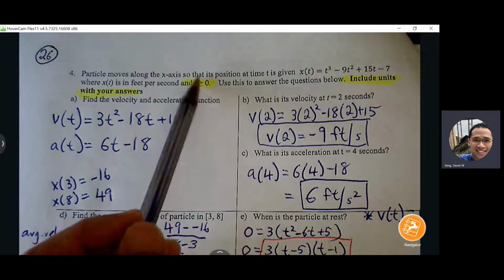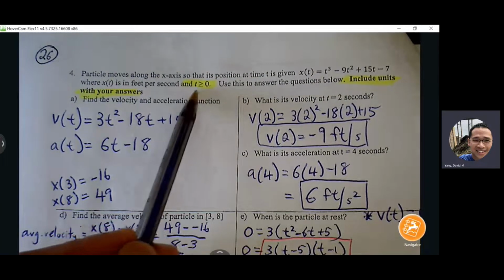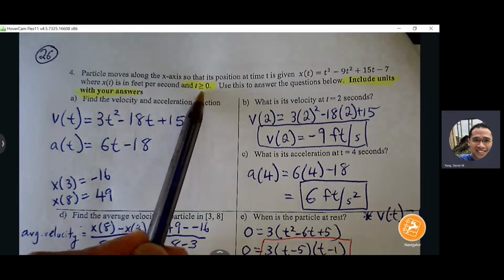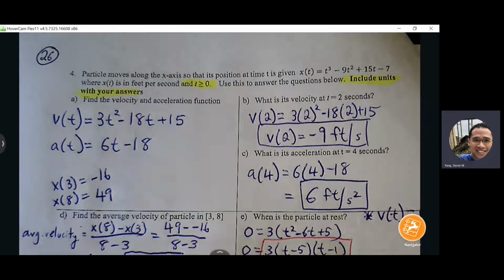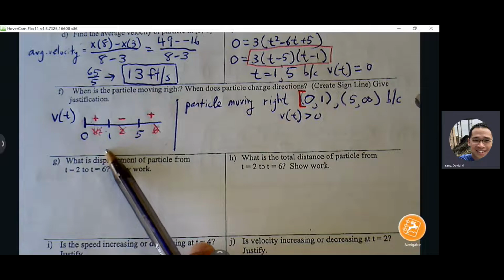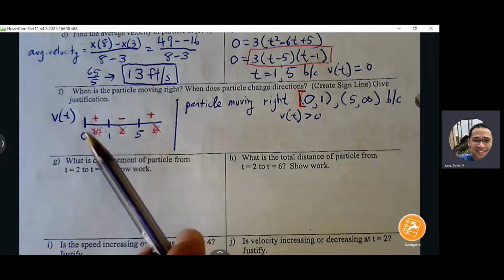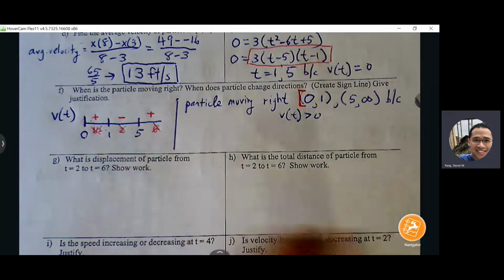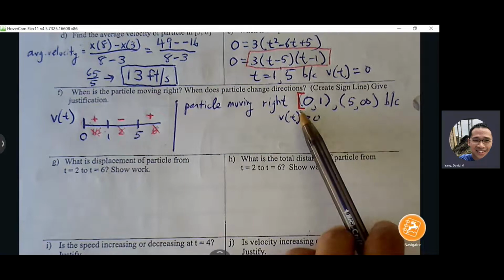It's only stopping at 1 and 5 seconds. At zero, it seems like it's already moving, but we need to test zero because it's part of our domain. So if I insert zero into the velocity function, I'm going to get a positive value. So this object's already moving at t equals 0. It's just that the timer didn't start until after it started moving. So at t equals 0, it's already moving, so we need to include a bracket for that.